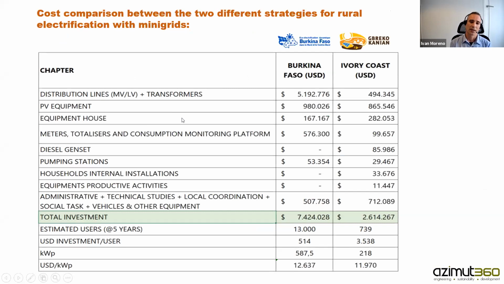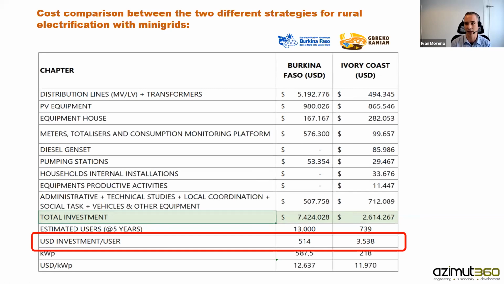And here in this slide, we can see the comparison between these two models. The first column is the case of a centralized model, where we can see there are a lot of distribution lines, medium voltage and low voltage, and transformers, which are expensive. So the investment is higher than in the isolated cases.